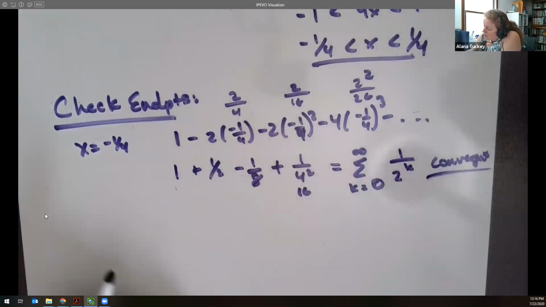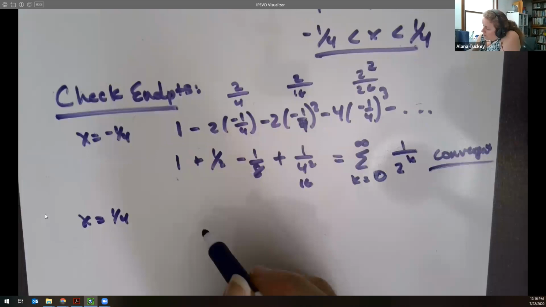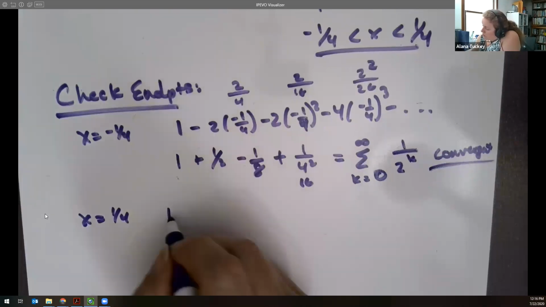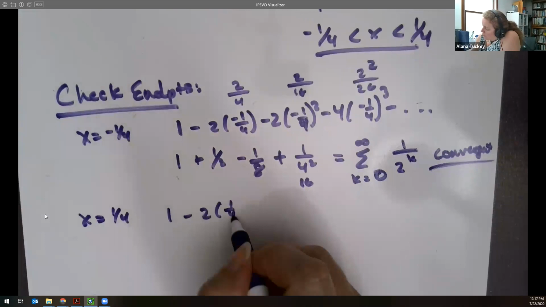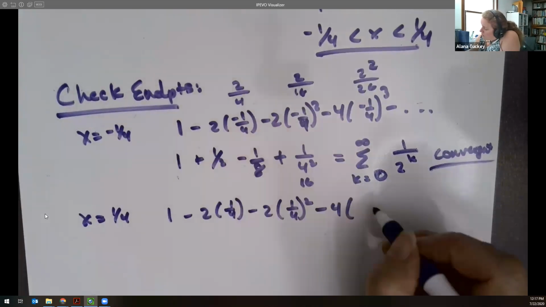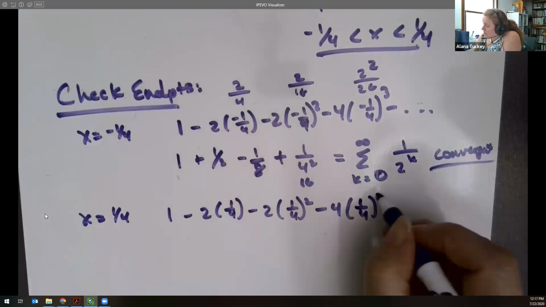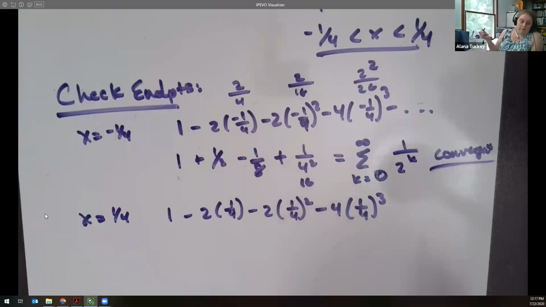And then when you put in 1/4, it's not. When you put in 1/4, it's divergent. So it's 1 minus 2 times a fourth, minus 2 times a fourth squared, minus 4 times a fourth cubed. And it doesn't have the alternating piece, so it ends up just heading towards negative infinity, as I recall. So that one's divergent.